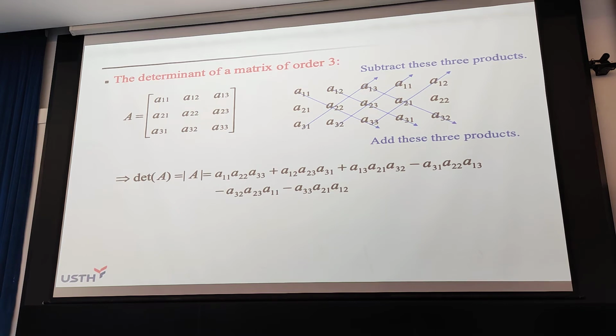And after that, we have a practical rule to find the determinant of any matrix of order 3. It is illustrated here. You add 2 more columns on the right side of A, and then we add the 3 products along the down arrows, and then you subtract the 3 products along the upper arrows here. Then the determinant of A will be that.